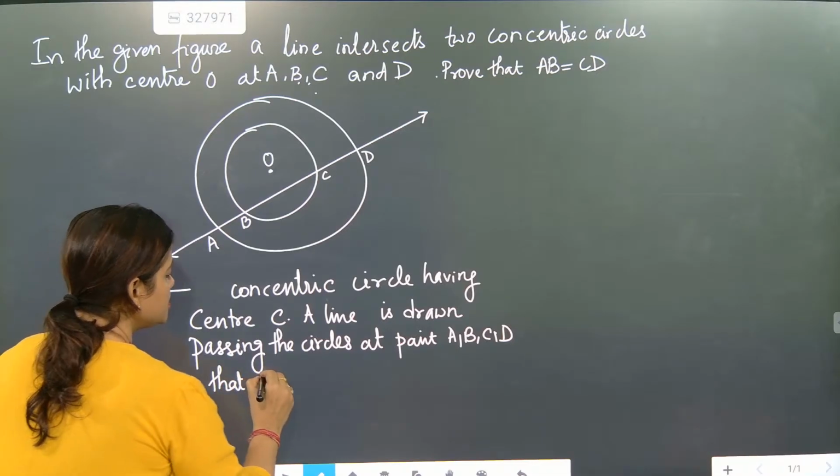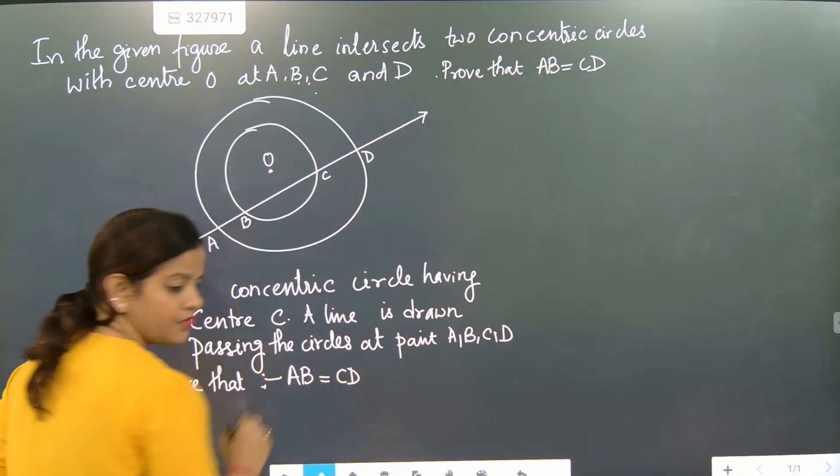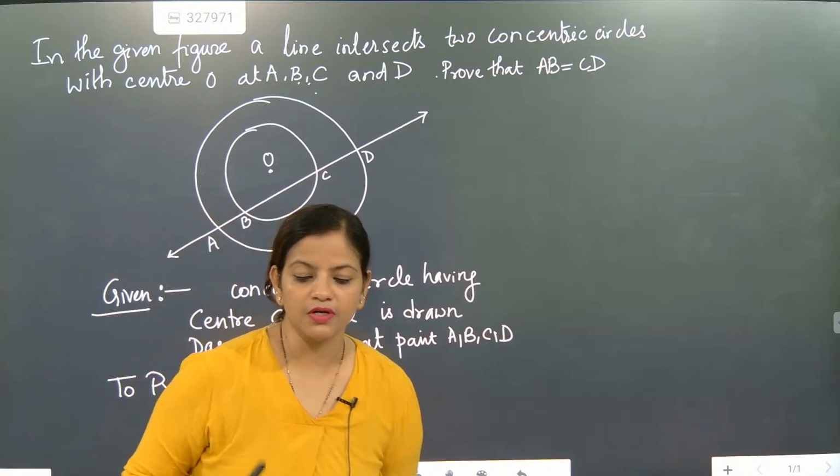Now, Kanish, what is the statement? How are we going to write it? AB is equal to CD. How can we prove that AB is equal to CD?